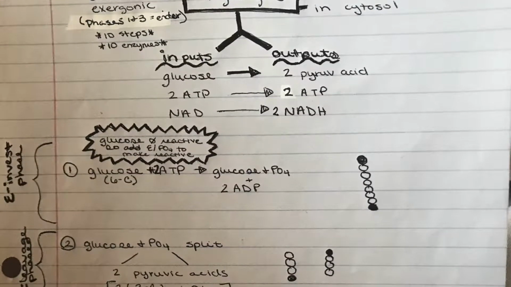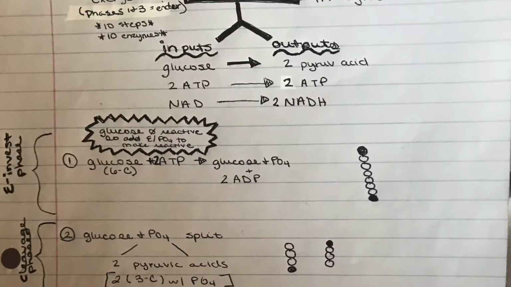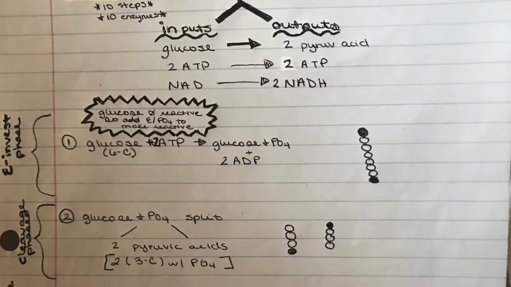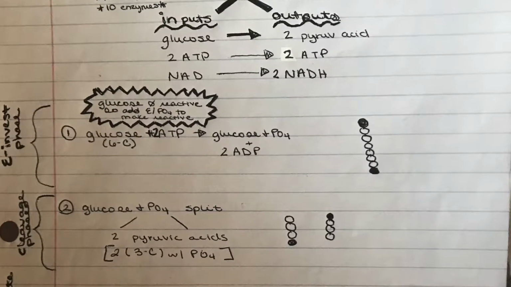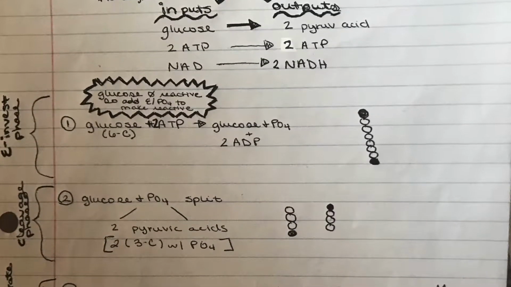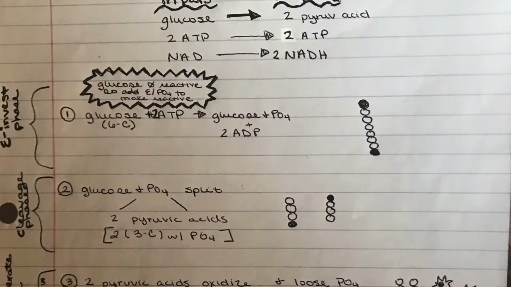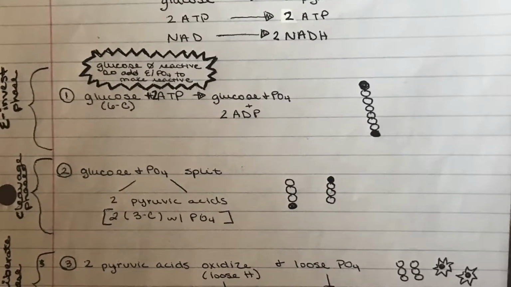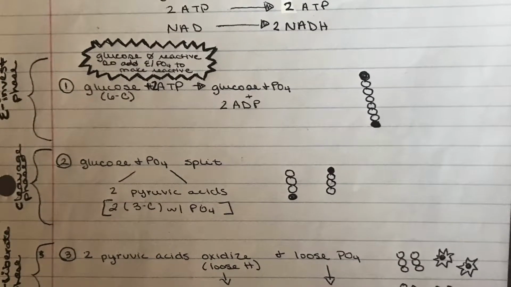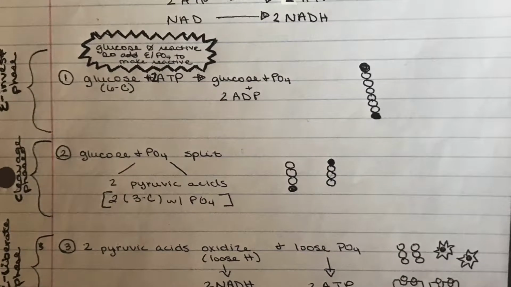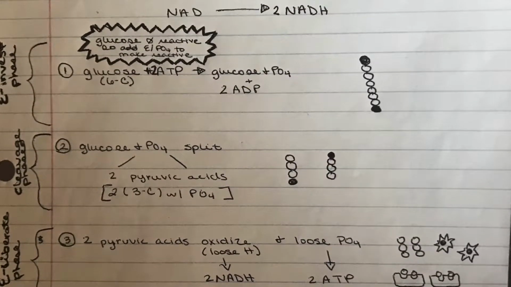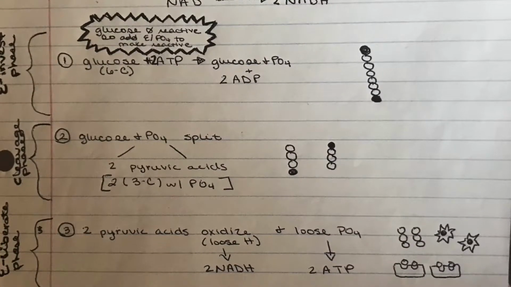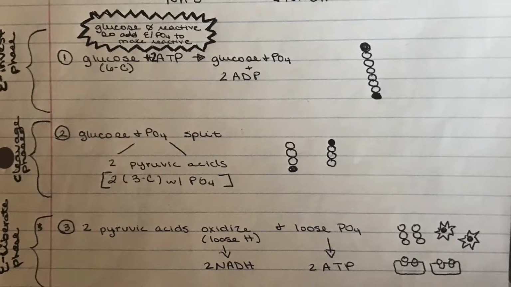So the first part of glycolysis is the split of the glucose. The glucose is added to 2 ATP, and you get a glucose with a phosphate and 2 ADP, because the ATP gave its phosphate to the glucose. Because they're so unstable, it splits into 2. So now you have 2 pyruvic acids. And then finally, the 2 pyruvic acids oxidize. So they lose a hydrogen, and that's 2 NADH. And they lose a phosphate, which equals 2 ATP.